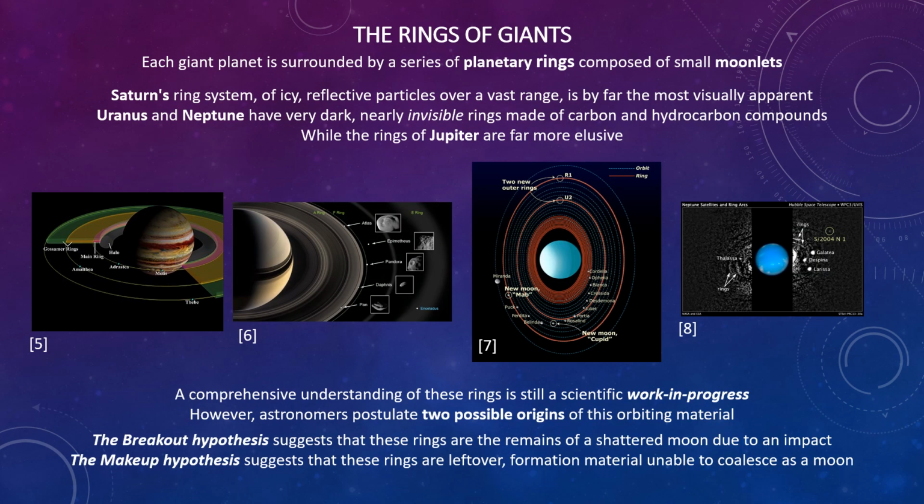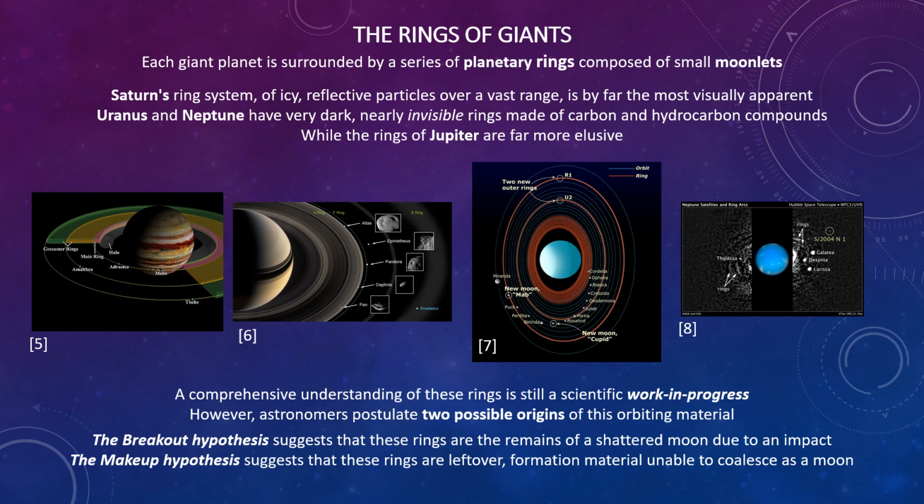Next, we move on to discussing the rings of these giant planets. So each giant planet has a series of planetary rings, and these rings are composed of what we call little moonlets. These are tiny little rocks. They can be anywhere from pebble sized up to little boulders, but they have a wide continuum of sizes and they make up the ring systems.